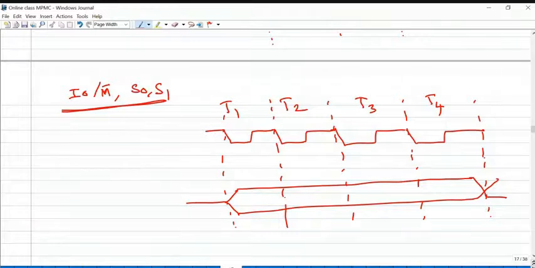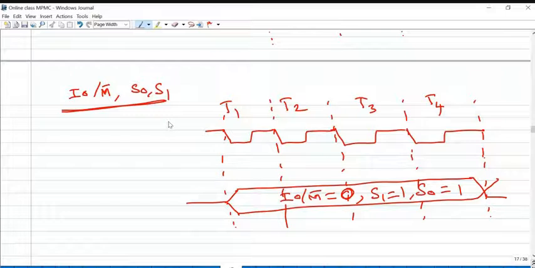Here write down IO/M bar equal to 0. For a memory operation, it should be 0. S1 equal to 1, S0 equal to 1 for opcode fetch. This way you have to represent the status signals. For memory read and memory write operations, we need only T1, T2, T3. T4 is not required.